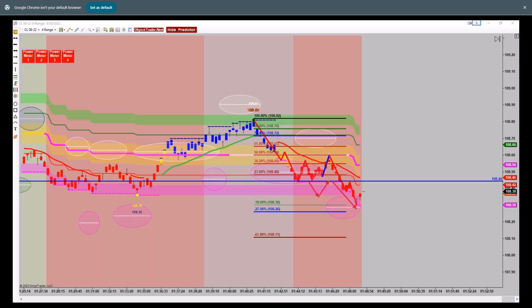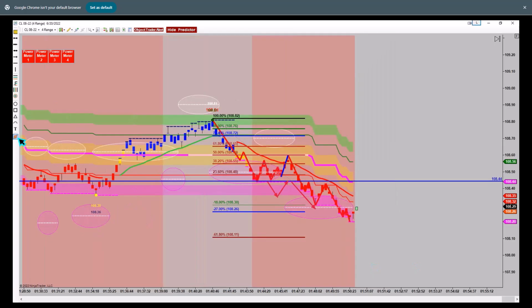There's a kiss and roll you could take. Just be careful with it. Don't let it go back above the line. See there? That's a kiss and roll type trade. Now, let's see if we can get that fib again. Let's get rid of the fib. Because where's our trade setting up?